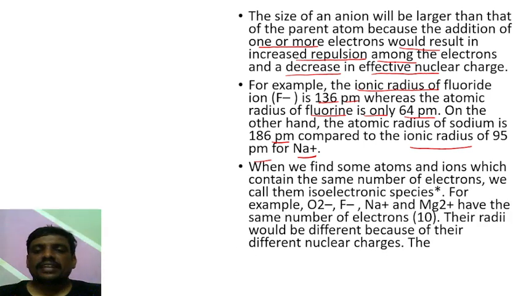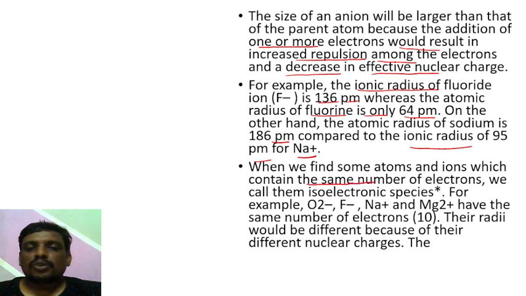So we find some atoms and ions which contain the same number of electrons, and we call them isoelectronic species. For example, O2-, F-, Na+ and Mg2+ have the same number of electrons, 10. Their radii would be different because of their different nuclear charges.